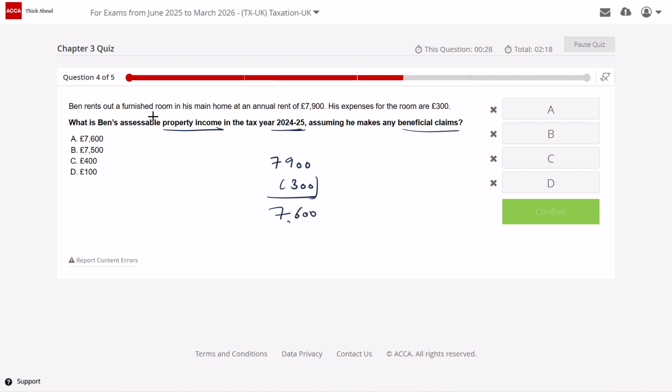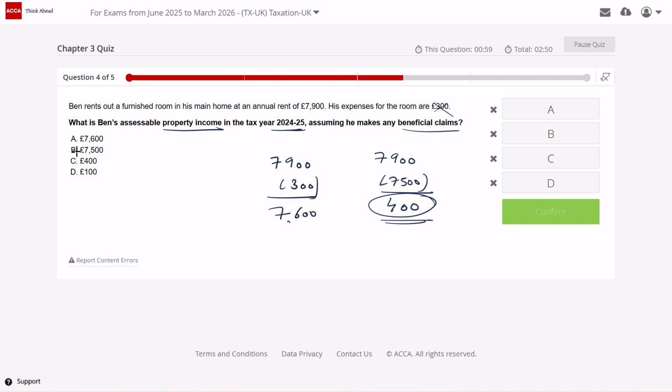But can I say he has rented out a furnished room from his main residence or main home? Then in that case, Ben is eligible for rent a room relief. In rent a room relief, out of this 7,900, 7,500 of income would be exempt, and only 400 would be taxable. Of course, I will ignore the actual expenses in this case. So only 400 would be taxable. That is nothing but option C.